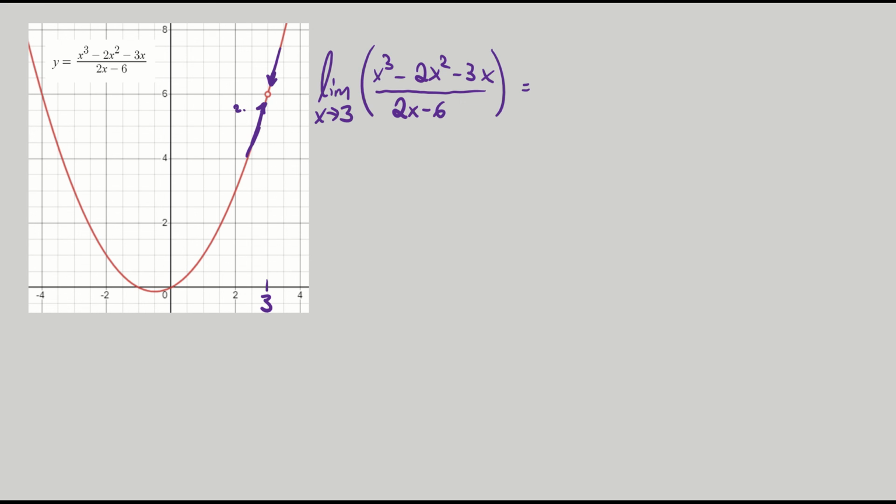But what about if I'm at 2.99 or 3.001 or 2.999? As my x value gets closer and closer, we are approaching some y value. And on the graph, you can see it approaches 6. And in fact, if I were to solve this limit, you would get the answer 6. Because that is the y value that we approach as the x value approaches 3.